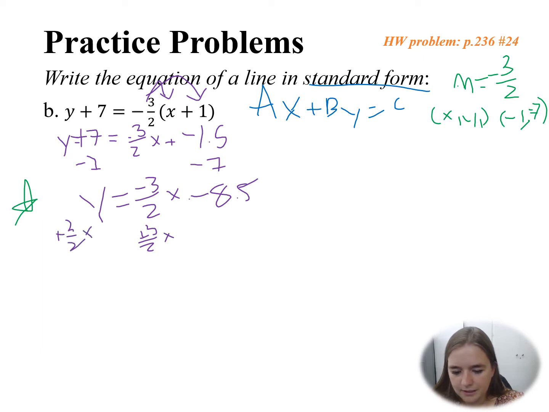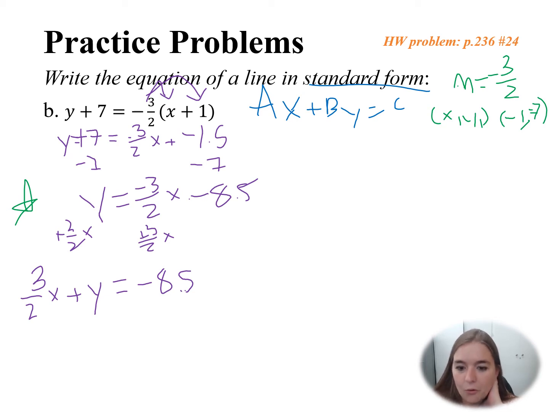And when I do that, I get 3/2 x plus y equals negative 8.5. Well, I'm close here. I see that idea of ax plus by equals c, but my a and b values are not integers. An integer is a counting number, a whole number. It can be positive or negative, but this 3/2 or 1.5 is not an integer value.